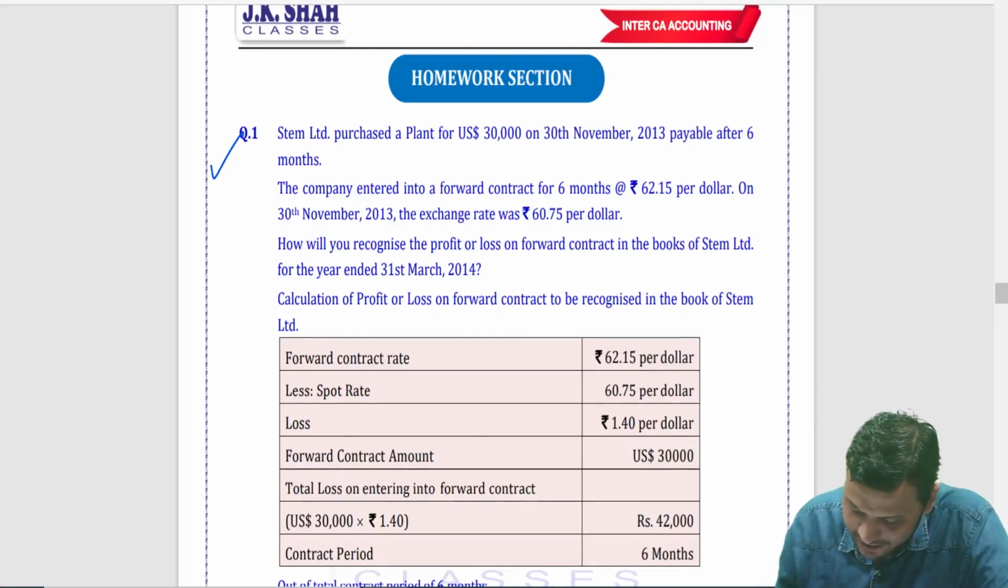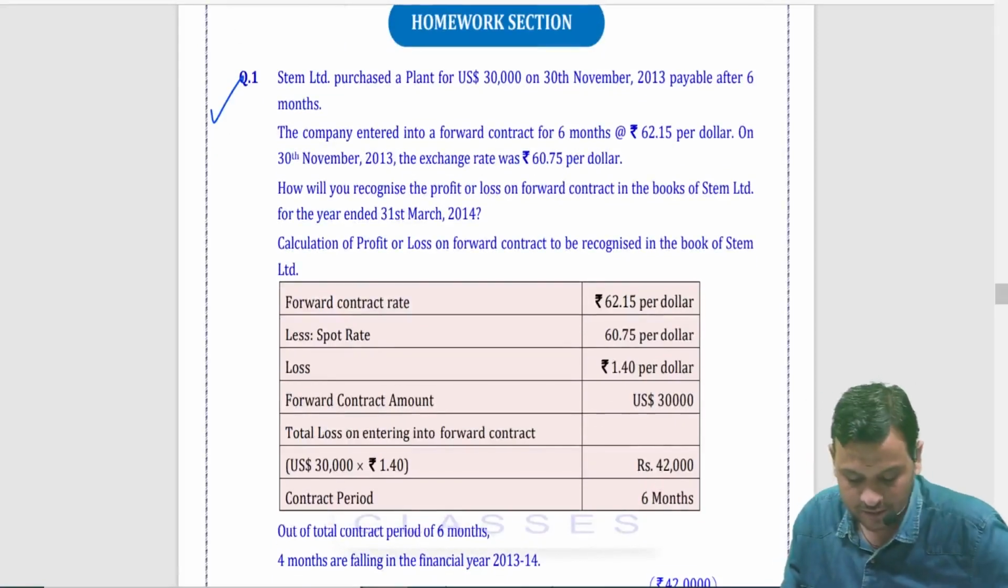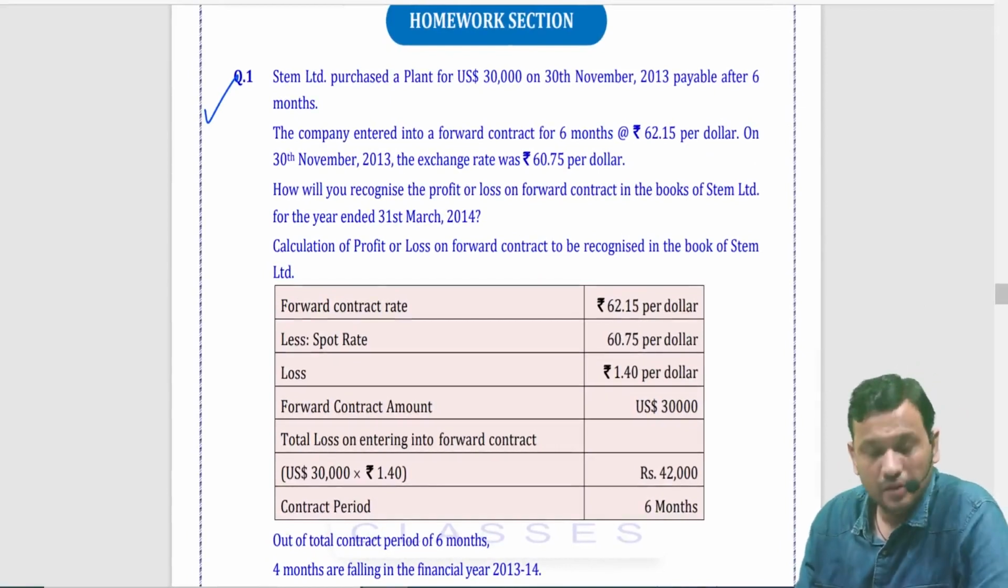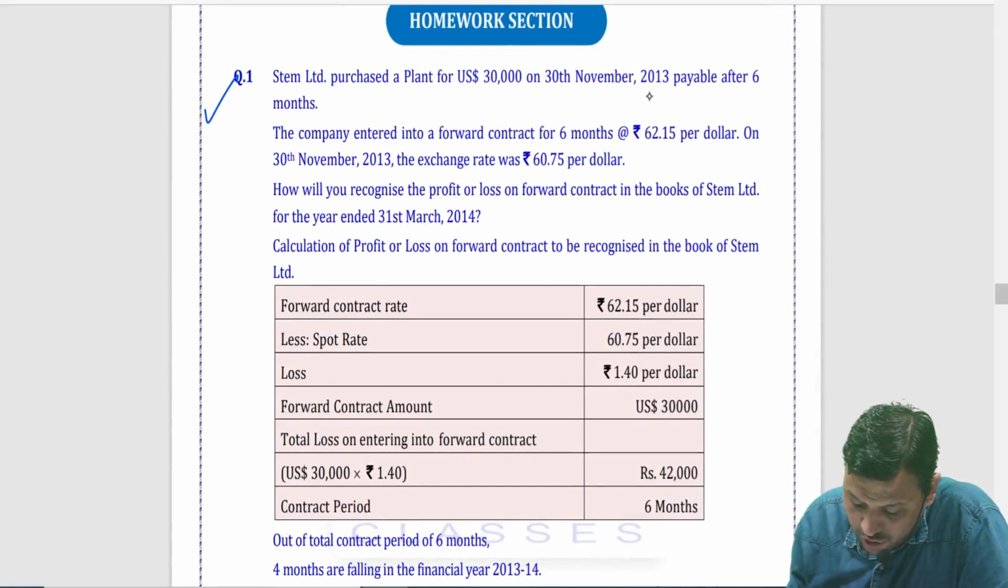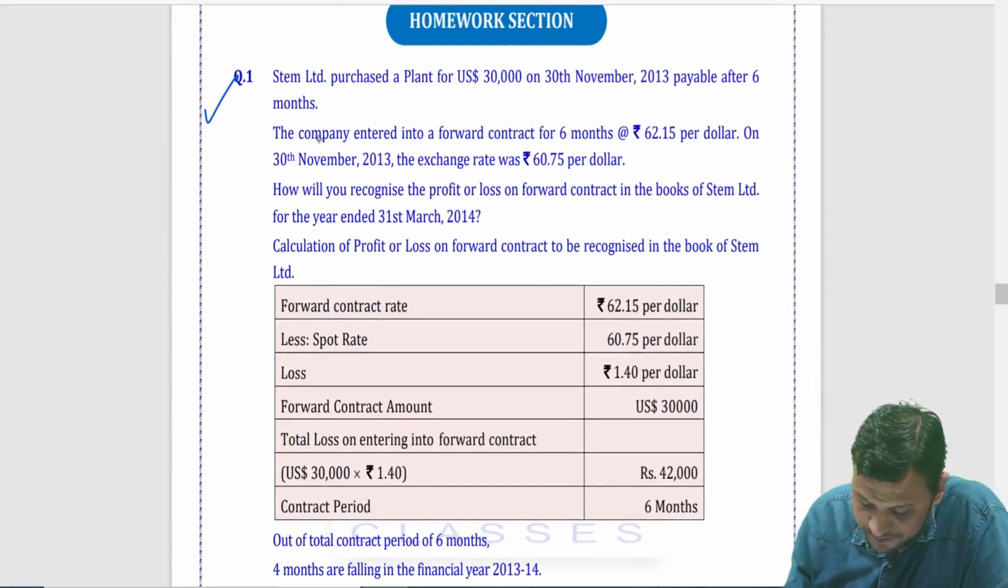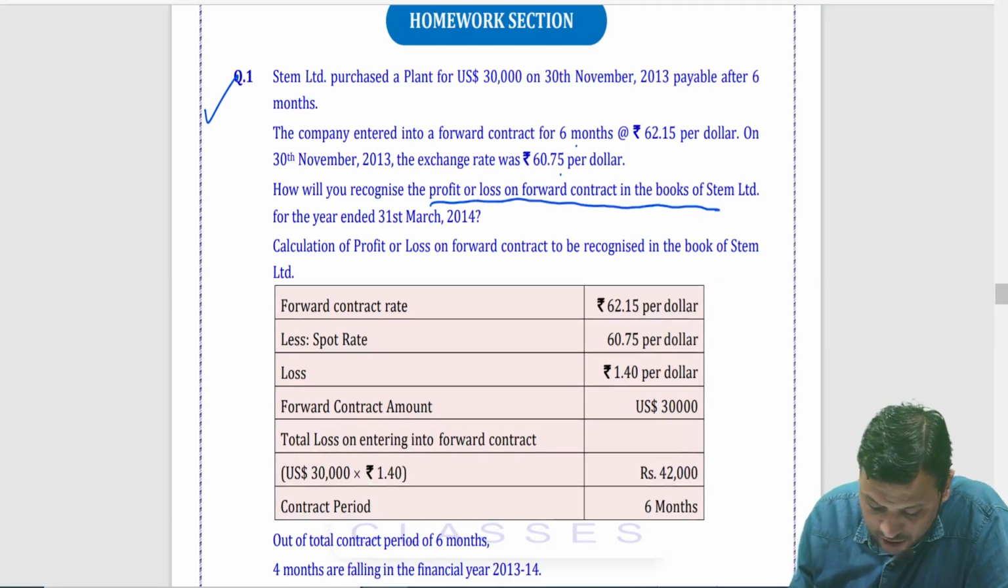So let us go for question number 1. STEM Limited purchased a plant for US dollar 30,000 on 30th November 2013, payable after 6 months. The company entered into a forward contract for 6 months at 62.15 per dollar. On 30th November 2013, the exchange rate was 60.75. How would you recognize profit or loss on forward in the books of STEM?